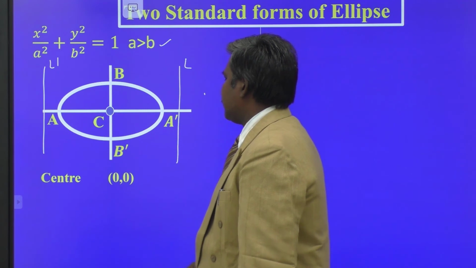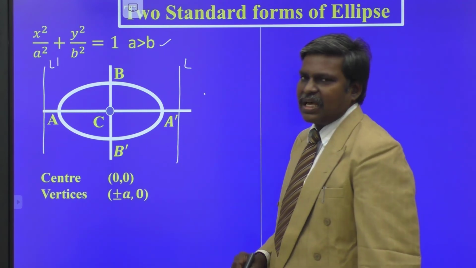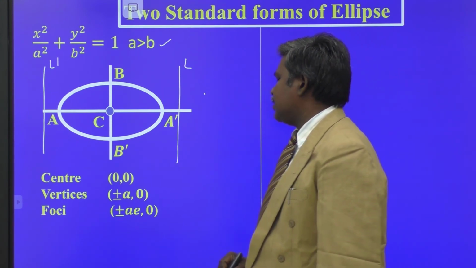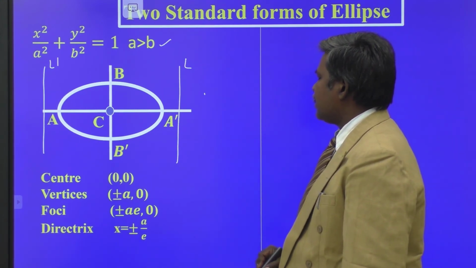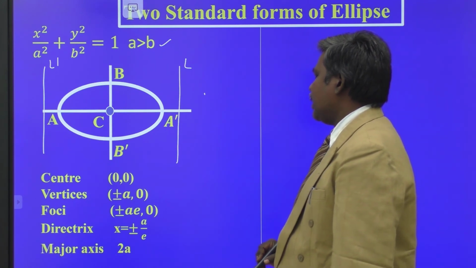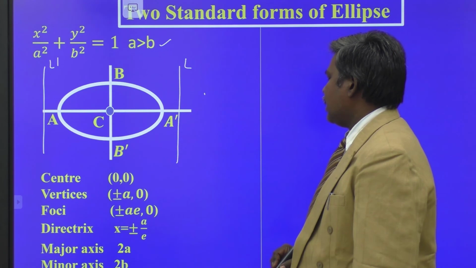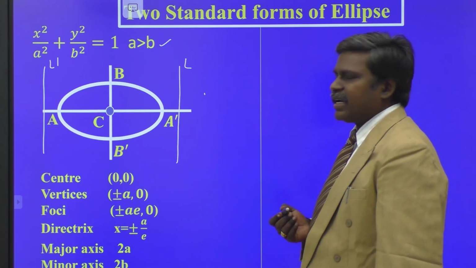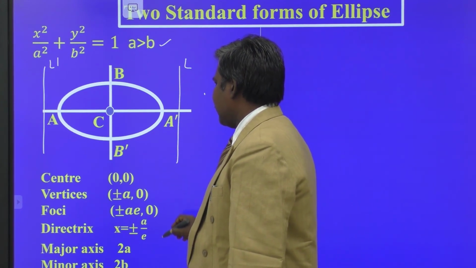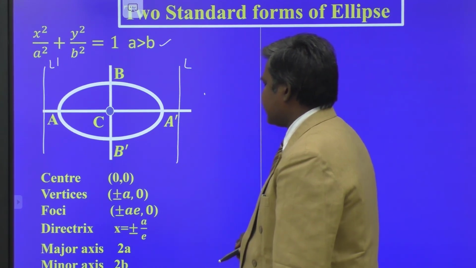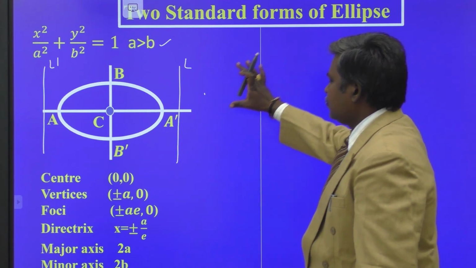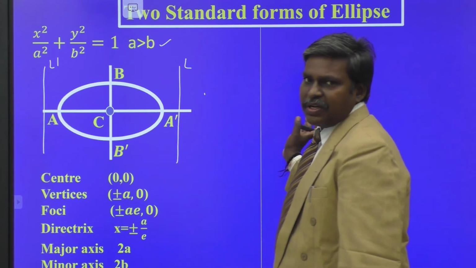Center is 0, 0, vertices are plus or minus a, 0, and foci are plus or minus ae, 0, and directrix x is equal to plus or minus a by e. Major axis is 2a, minor axis is 2b, and the length of the latus rectum is 2b square by a. Center, vertices, foci, directrix, major axis, minor axis and the length of the latus rectum are obtained in this manner. All these things were discussed in the previous slide.